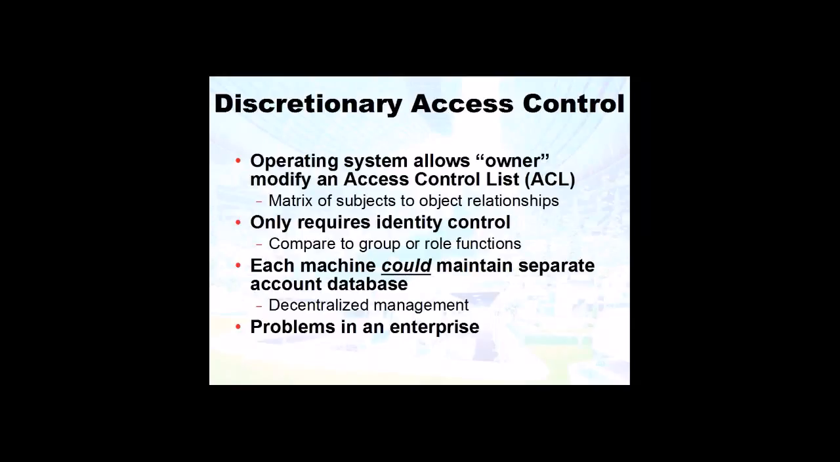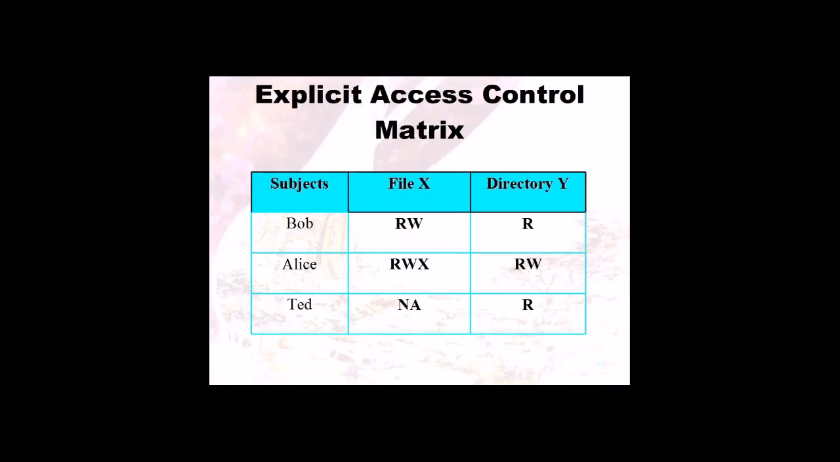And just a refresher, a discretionary model allows the owner. When you create a file, you're the owner. You're allowed to modify that ACL. And it only required that you did it based on the user ID, but we'd prefer to do roles. And every machine could maintain its own database, but we prefer to have it centrally managed. This would be an explicit access control matrix. Get used to this picture.